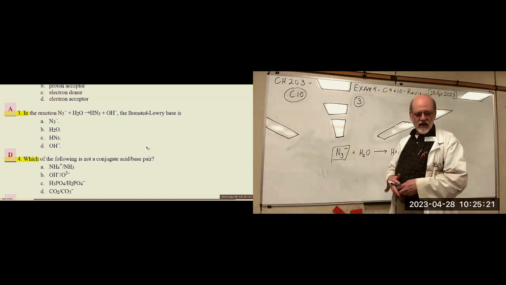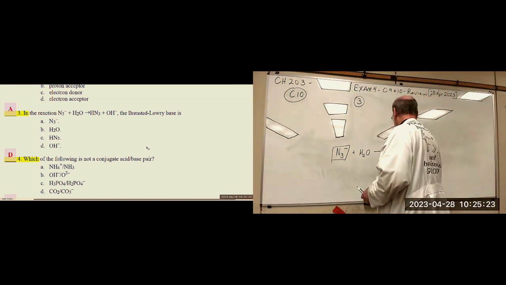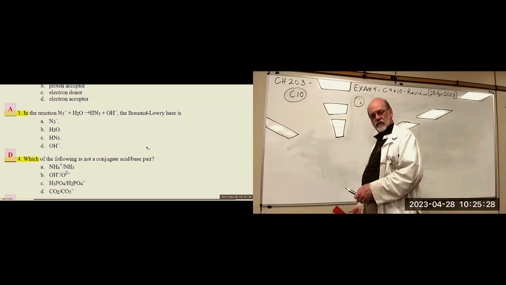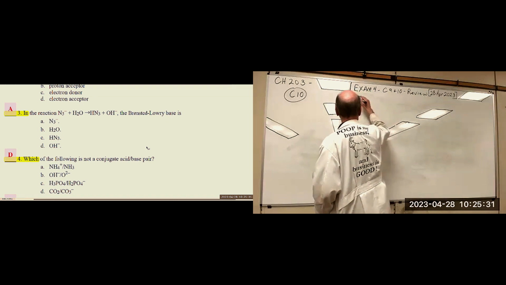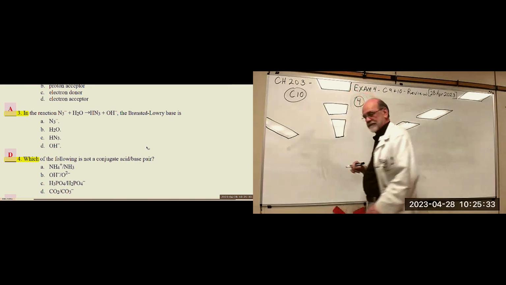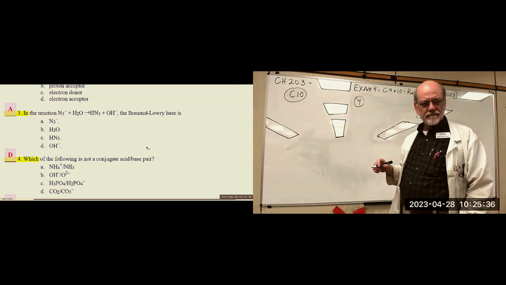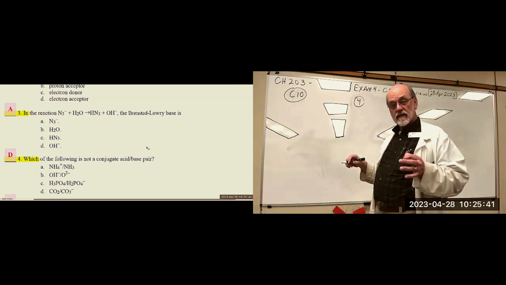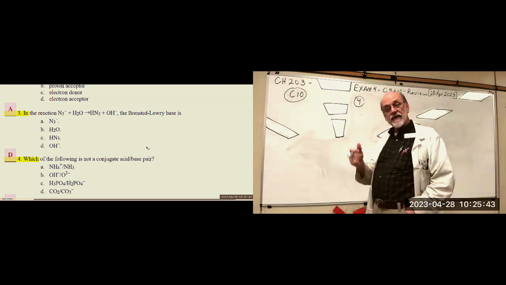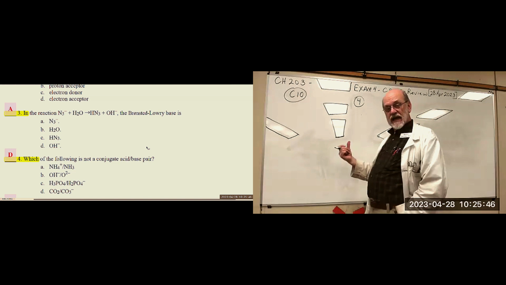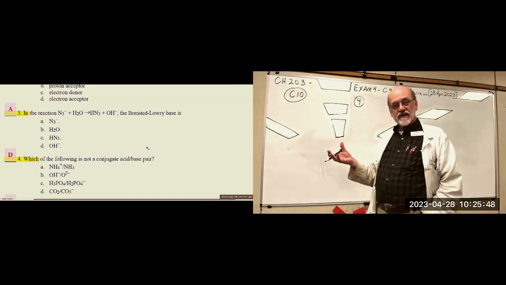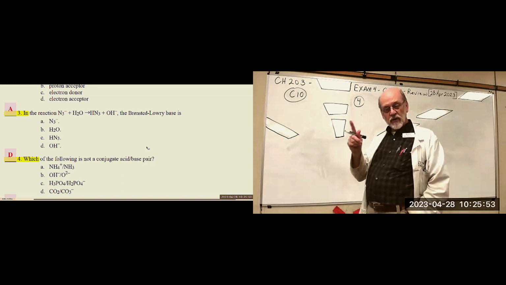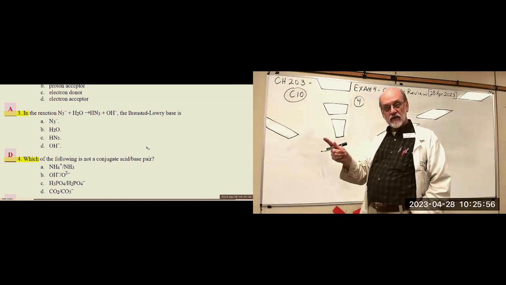Which of the following is not a conjugate acid-base pair? Number 4. What do you have to have for a conjugate acid-base pair? Well, the acid has to have a proton that can be given up, and then the base must be the result of one proton being lost from that molecule.